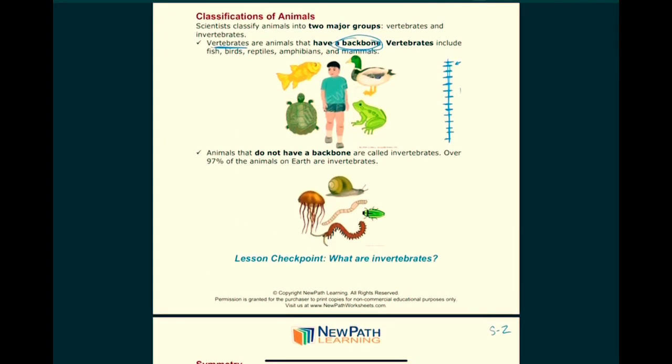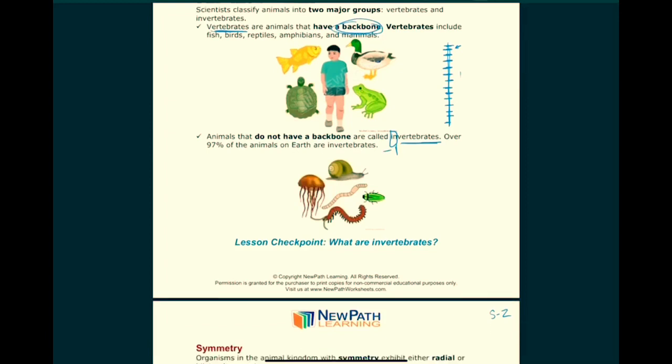So the way you remember this, when you put the prefix in on the beginning of the word, it means the opposite of the rest of the word. So like correct is right, incorrect is not right or wrong. So if you have an invertebrate, it means you do not have vertebrae or a backbone.